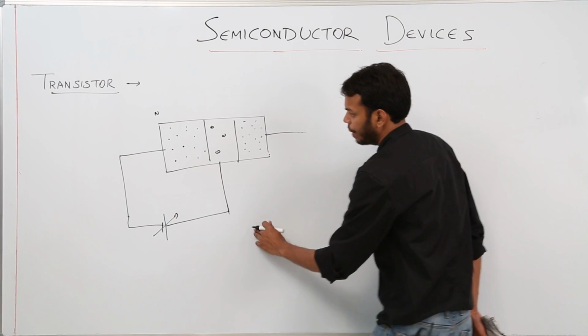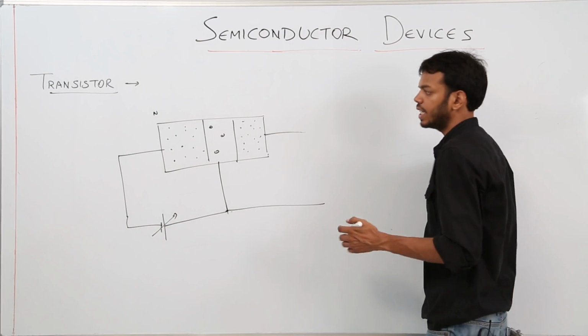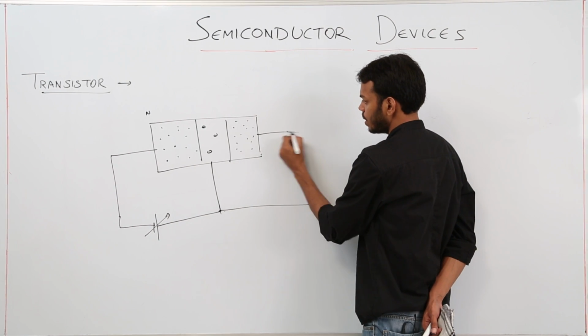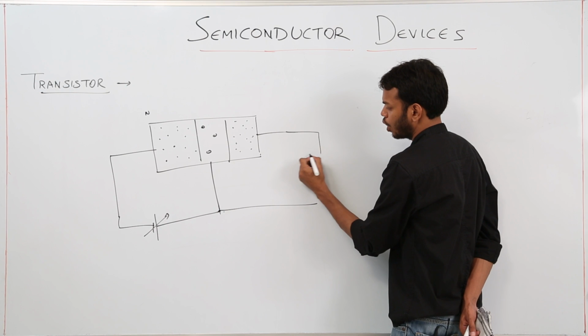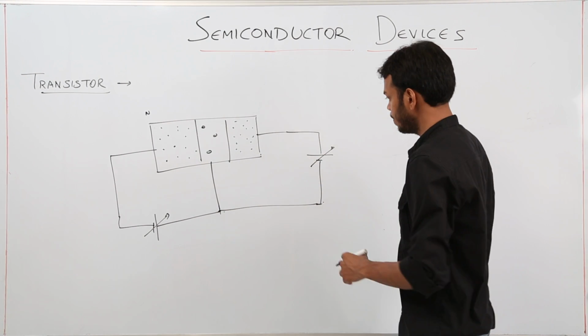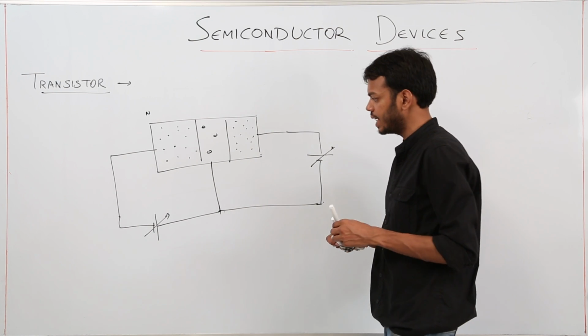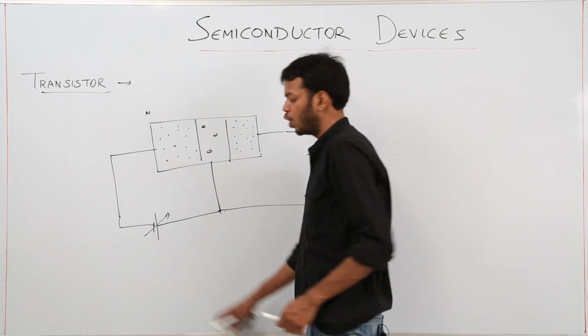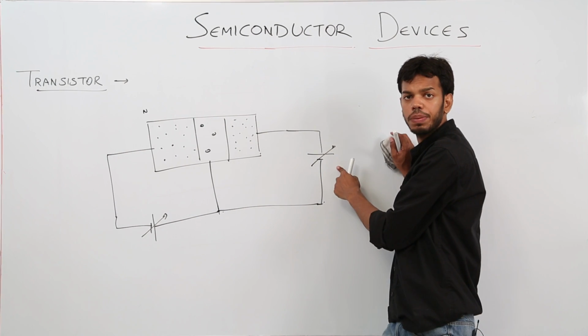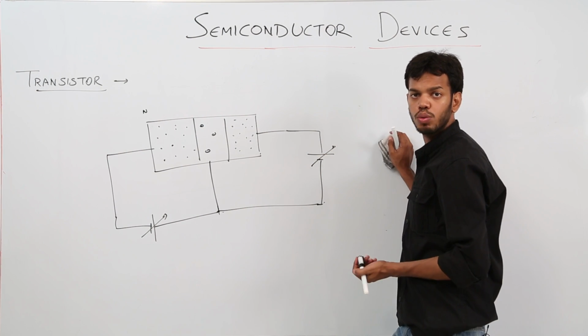Similarly, if the emitter base junction is forward biased, this one will always be reverse biased. For example, negative connected to the positive part, positive connected to the negative part, and a variable voltage. In many books you will see a diagram like this, where the voltage here is represented by just one cell, and here the voltage is represented by 3 or 4 cells or more than 2 cells, right?